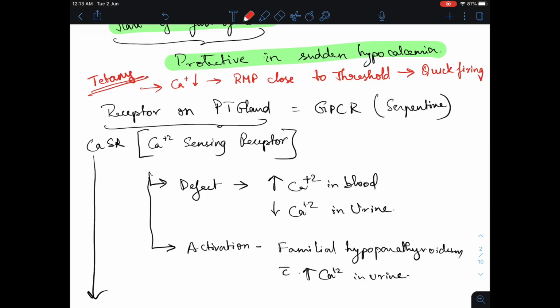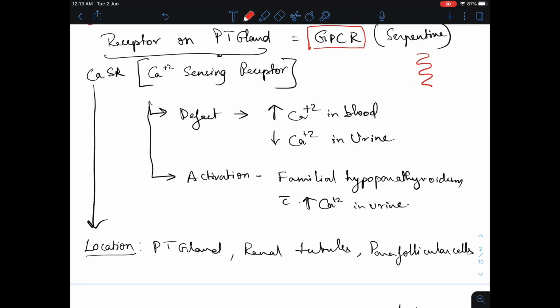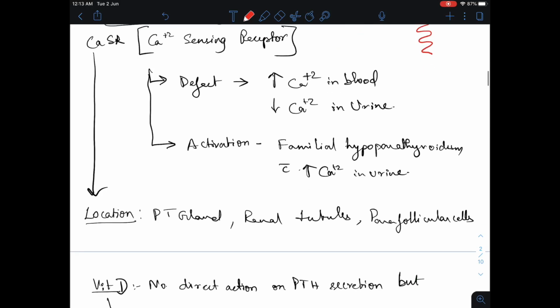Okay, good. So the receptor on the parathyroid gland is a GPCR. This is a G protein coupled receptor. It's a serpentine receptor because it makes 7 turns. Okay, fine. This is a calcium sensing receptor. That means it senses the levels of ionic calcium in the blood. It is located in the parathyroid gland, renal tubules and parafollicular cells. Why? To balance with calcitonin.